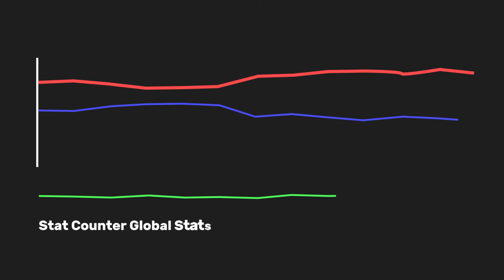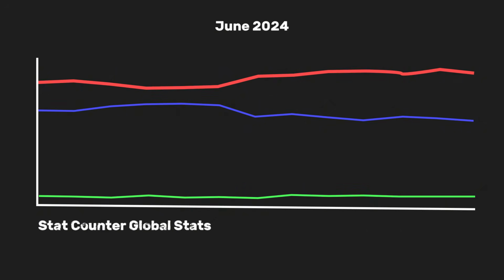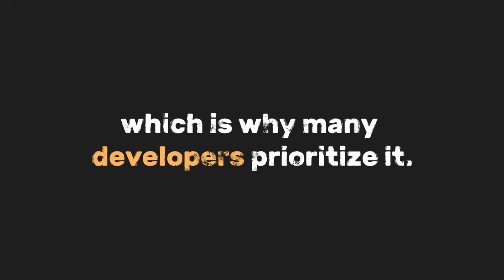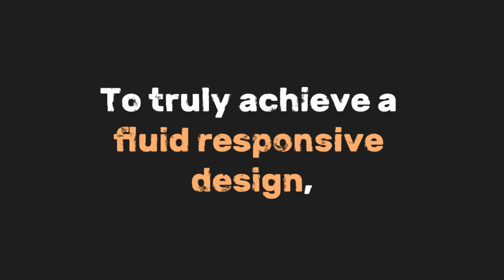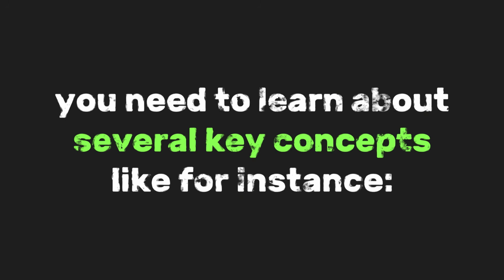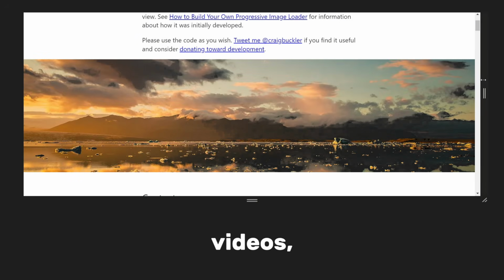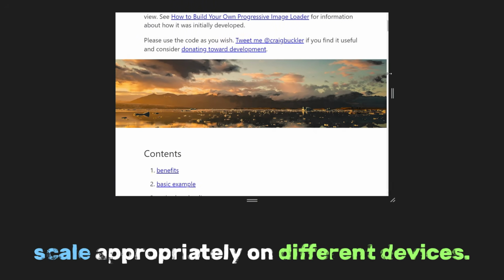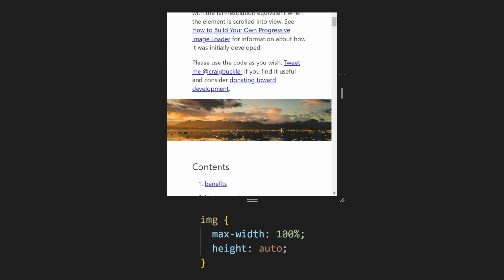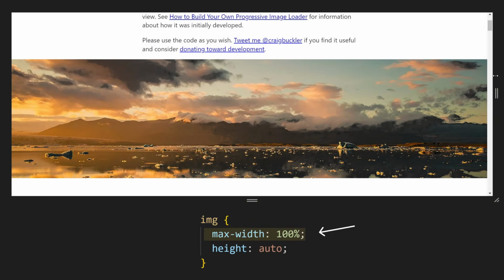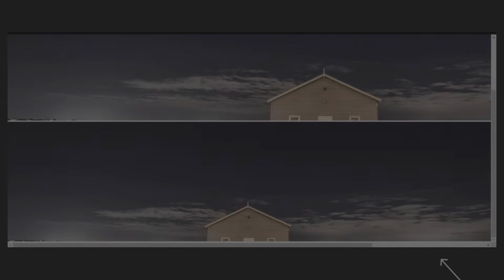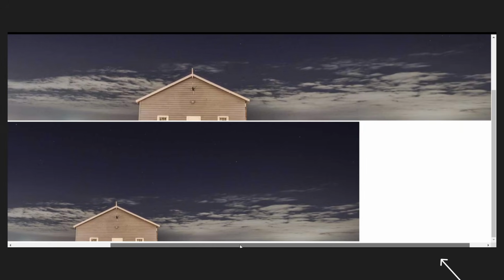According to StatCounter Global Stats, as of June 2024, mobile views lead the market share with 60.74%, compared to desktop views, which only have 37.1%. This underscores the importance of the mobile view, which is why many developers prioritize it. To truly achieve a fluid, responsive design, you need to learn about several key concepts, like for instance, ensuring that images, videos, and other media elements scale appropriately on different devices. This can be achieved by using CSS properties like setting your max-width to 100% and your height to auto. This prevents media from overflowing its container and ensures it resizes proportionally.